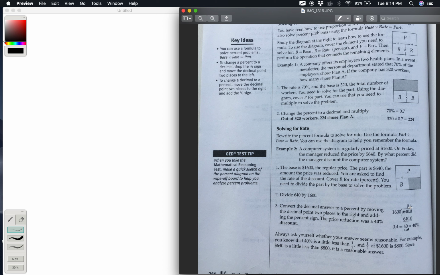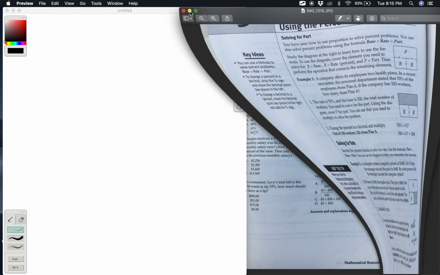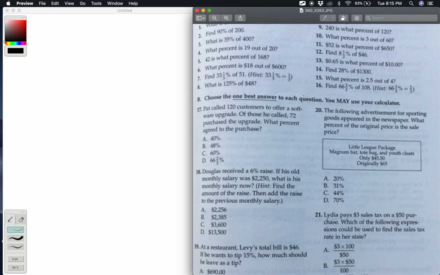In this case, 0.4 means that it's 40%. You would just move the decimal over 2 places if you were going to put it in percent form. Move it over once, move it over again, now you have 40. That's 40%. That's pretty much everything you need to know on the first page. So here, this is where the problems are.